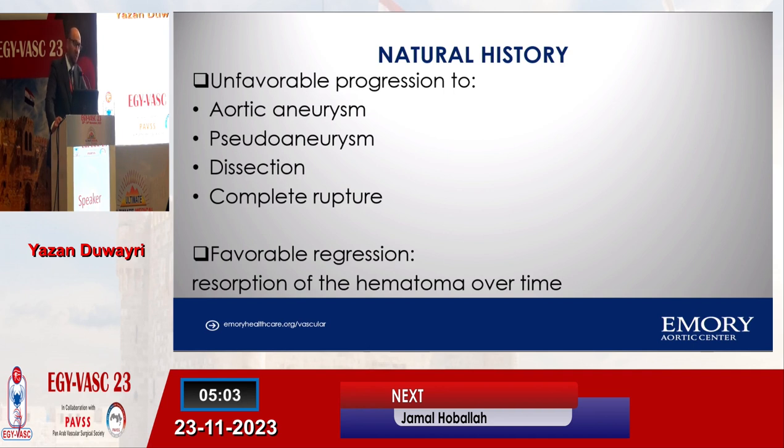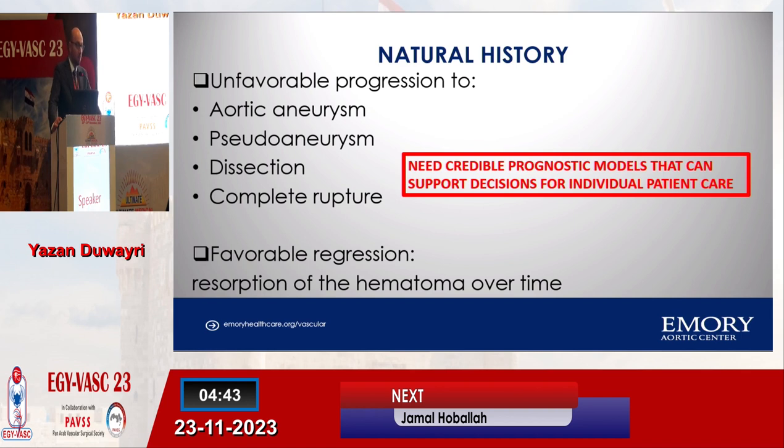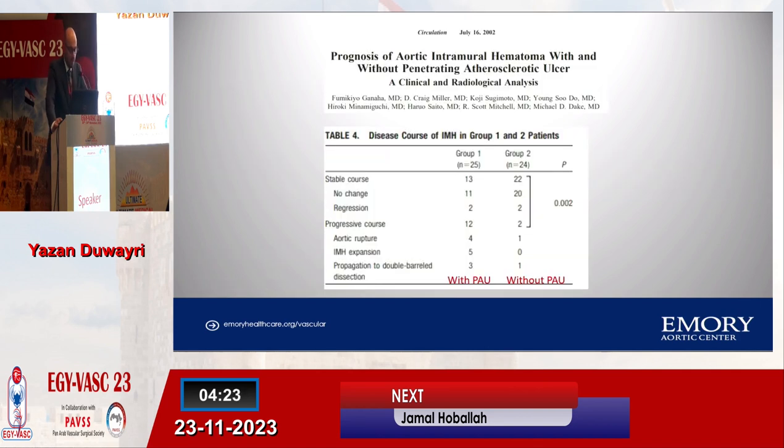Now, the natural history of an intramural hematoma or penetrating aortic ulcer can either be very favorable, which would be a complete resolution or resorption with time, or an unfavorable progression to either an aortic aneurysm, a pseudoaneurysm, or a plain dissection, or even complete rupture. And therefore, it is important to identify on the initial CT scan which patients would have a favorable prognosis versus an unfavorable progression. And therefore, for the last 20 years we have been trying to define ways that would let us identify the unfavorable prognosis. Now, this is a study by Dr.